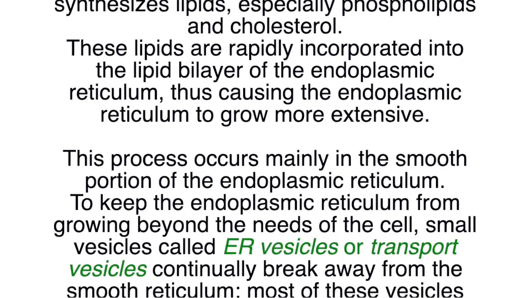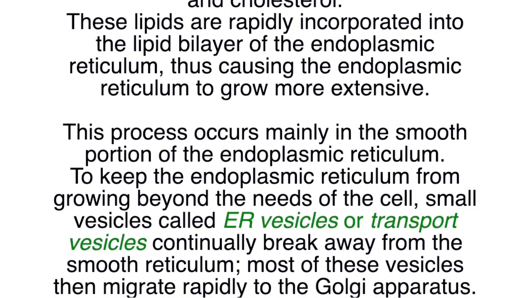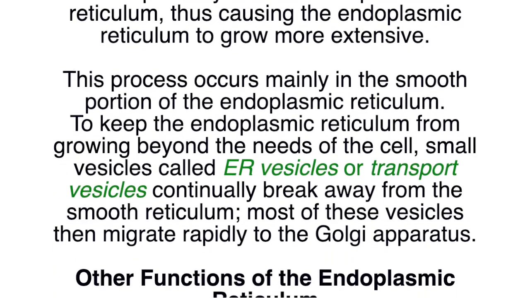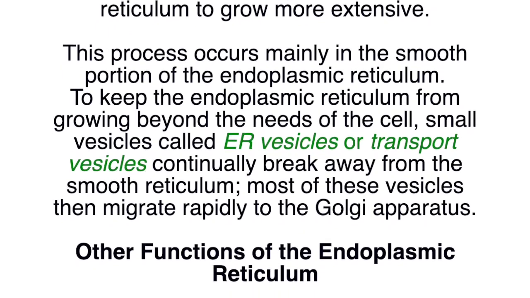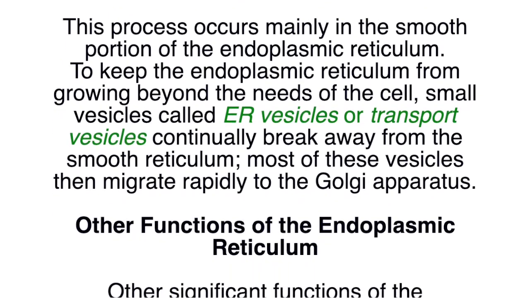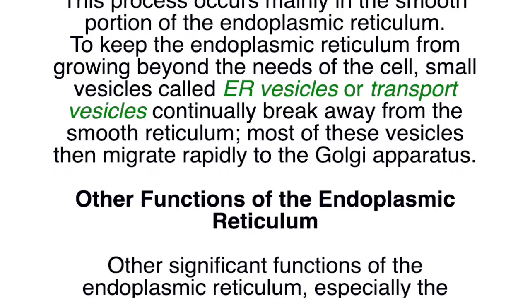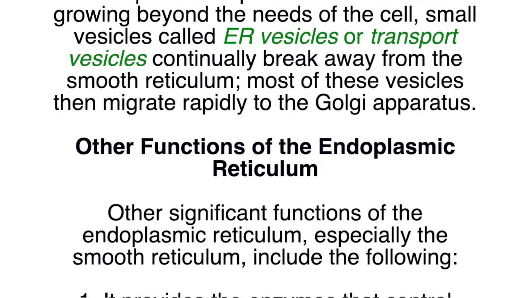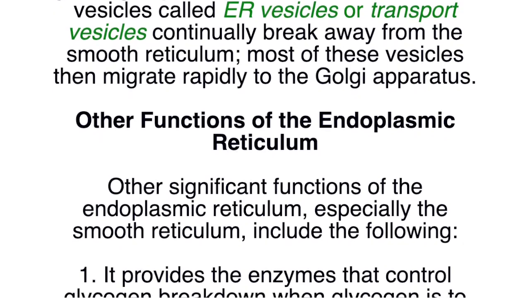To keep the endoplasmic reticulum from growing beyond the needs of the cell, small vesicles called endoplasmic reticulum vesicles or transport vesicles continuously break away from the smooth reticulum. Most of these vesicles then migrate rapidly to the Golgi apparatus.